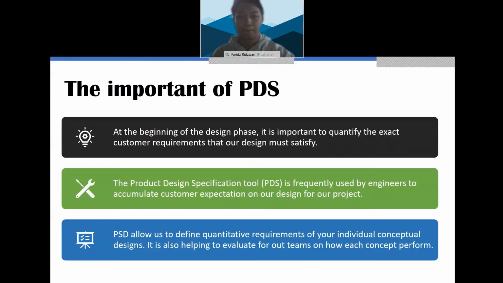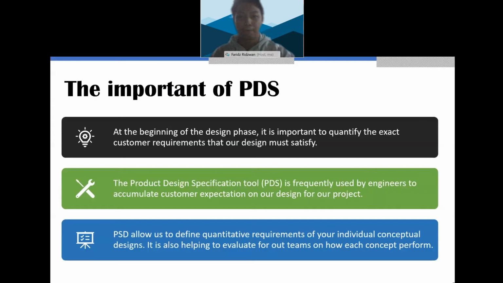So why is it important for us to do the product design specification, PDS? Because at the beginning of the design phase, it is important to quantify the exact customer requirement that our design must satisfy. So the product design specification tool is frequently used by engineers to accumulate customer expectation on our design for our project. PDS allows us to define quantitative requirements for our individual concept design. It also helps our team to evaluate how each of the concepts performs.